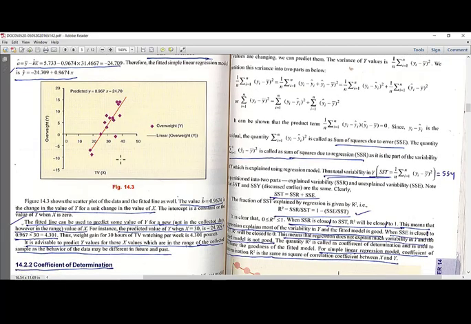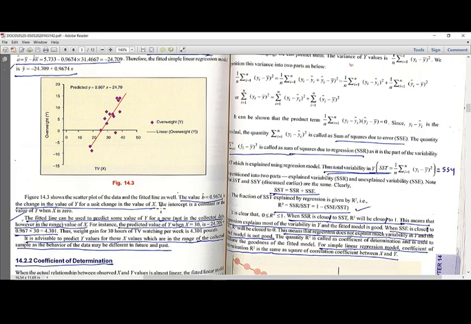This shows the scatter plot, and the value B cap 0.9674 is the change in the value of y for a unit change in the value of x. And the intercept is a constant, or the value of y when x is 0. The fitted line can be used to predict some value of y for a new value of x, but that new value of x should be within the range.